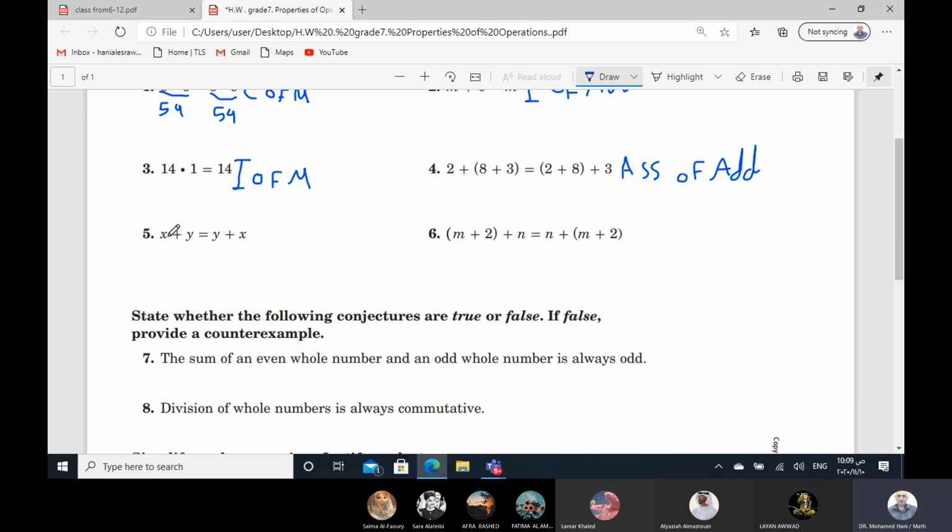Now here we have x plus y equals y plus x. What is the name of this property?